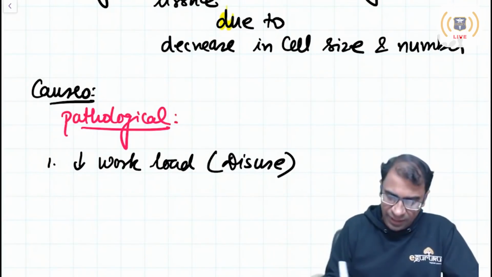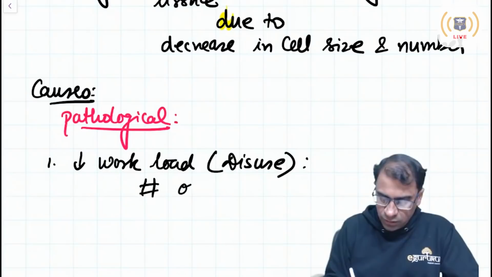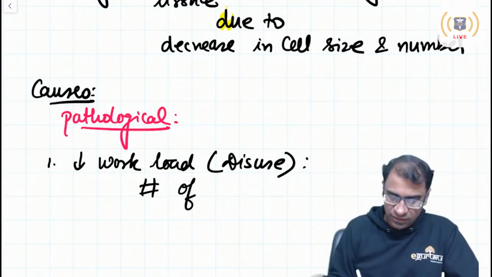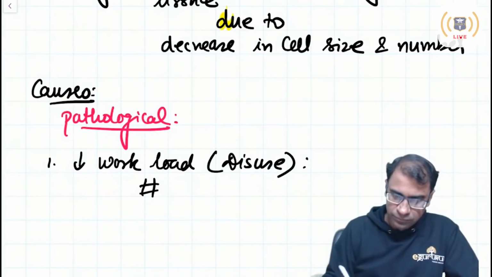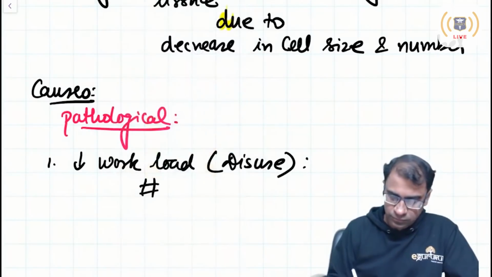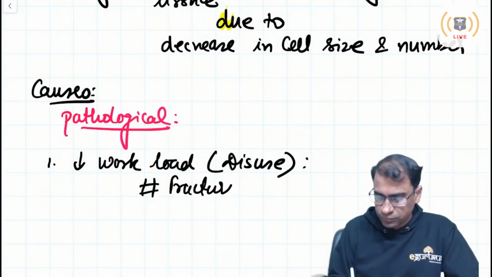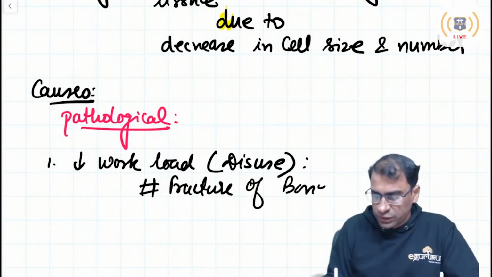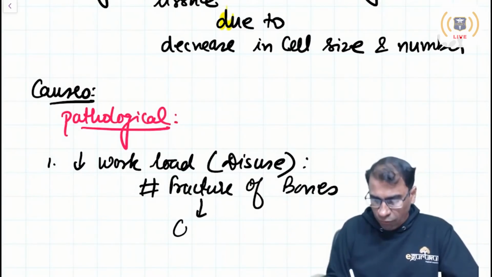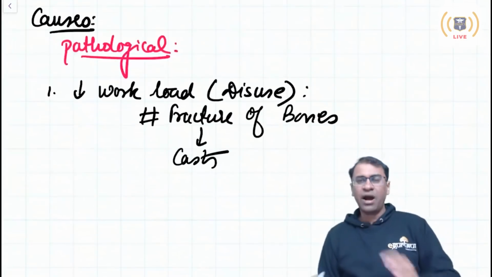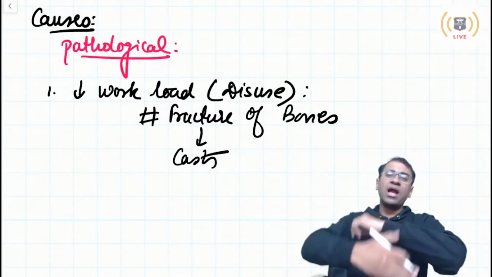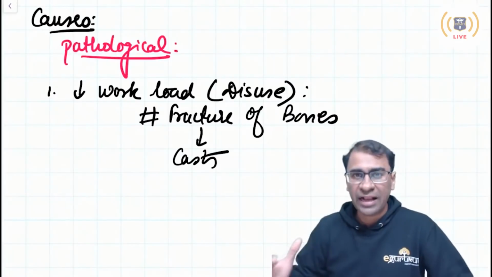Now, when does it happen? It happens if there's a fracture of bones. When there's a fracture of bones, often you might have seen that that part of the bone is put in a cast, a concrete calcium cast.